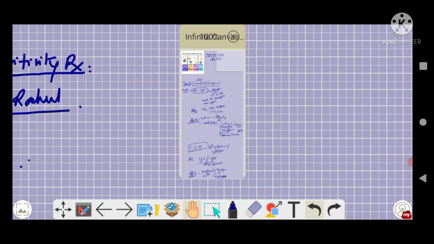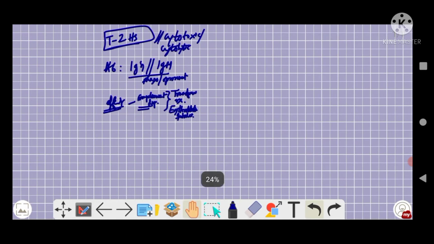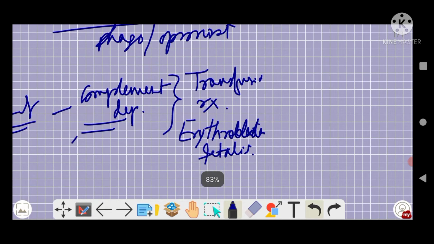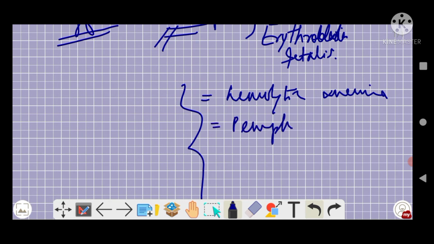So we are discussing type 2 hypersensitivity reaction. The complement dependent effects examples were transfusion reaction and erythroblastosis fetalis. There are some other examples as well, which are not complement dependent, like hemolytic anemia. These are all examples of type 2 hypersensitivity reaction. Hemolytic anemia, drug induced hemolytic anemia, then pemphigus syndrome, then bullous pemphigoid.